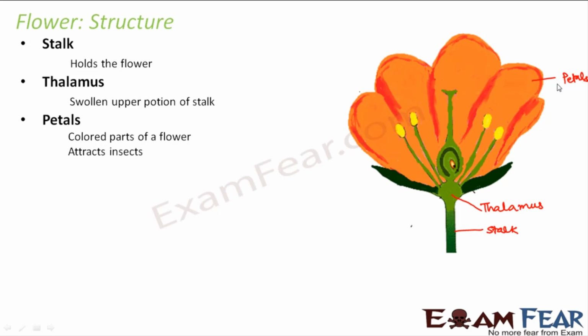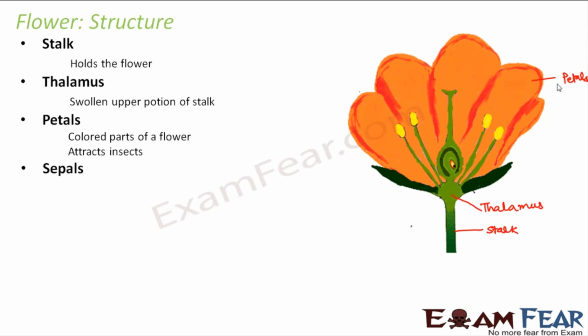These petals also act as a protective organ because they protect the reproductive organs which are present inside. The actual reproductive organs are present inside the flower, so the petals act as a covering to those reproductive organs.